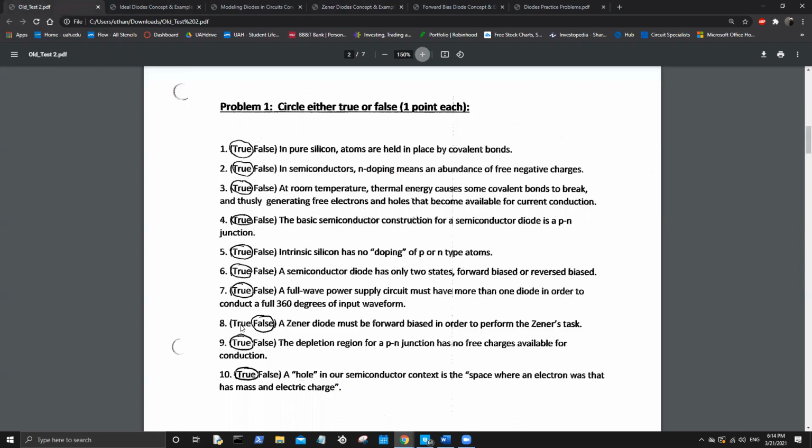Yeah, so we were just at 8. So the Zener diode must be reverse biased in order to perform the task. It has to be operating in breakdown. So this is a false answer. And then we have: the depletion region for a PN junction has no free charges available for conduction.